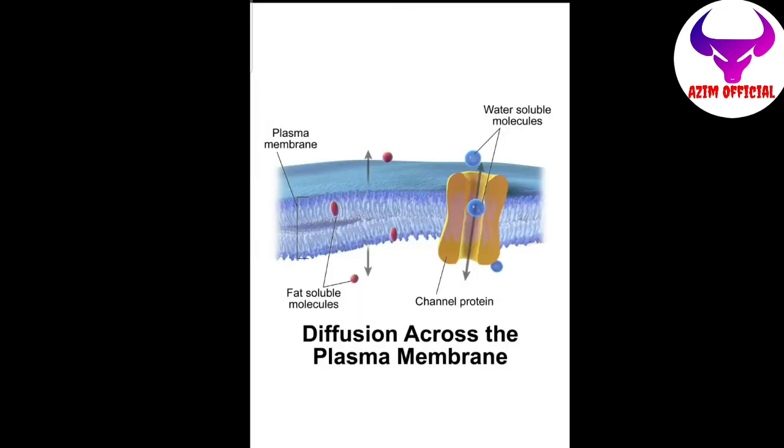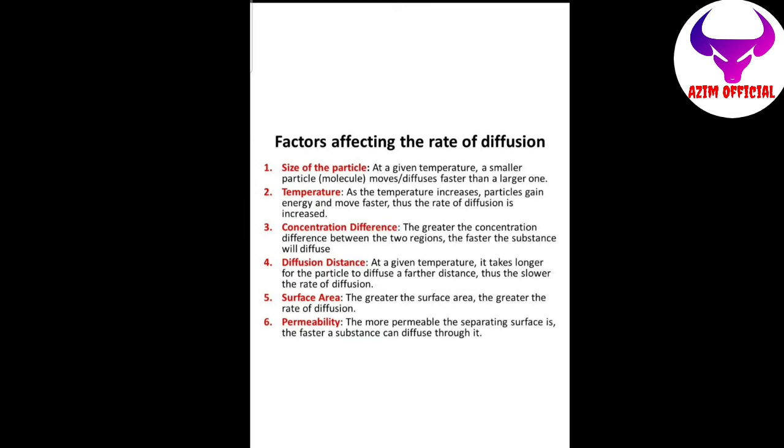Diffusion across the plasma membrane. The picture is showing the same thing. Fat soluble molecules you can see, and the channel protein, and water soluble molecules you can see. One asks how the lipid soluble molecules can transfer. This picture shows you how lipid soluble molecules do it. Lipid means fat, so fat soluble and water soluble.